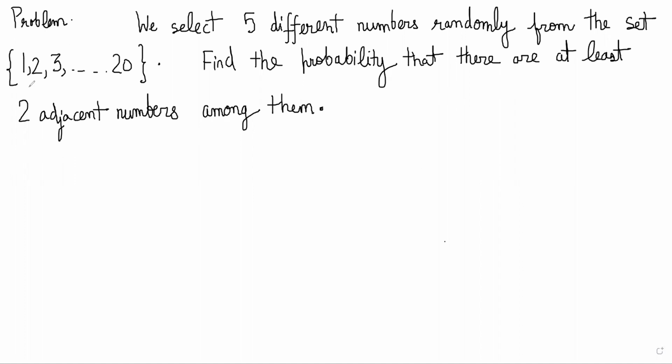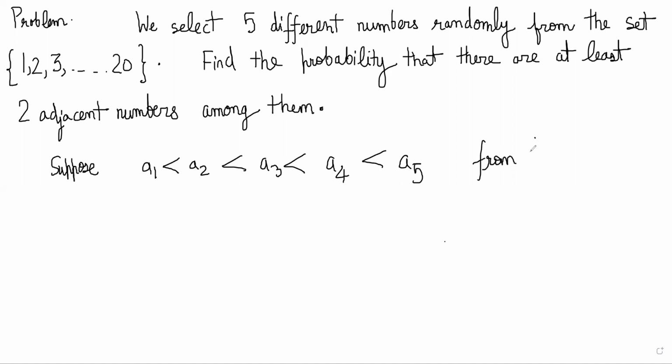So basically, we can pick any 5 numbers from 1 to 20 randomly and check the probability of the event that 2 of the numbers that are selected, or at least 2, are adjacent. So they are consecutive numbers, right? So let's say, suppose we select A1, A2, A3, A4, and A5 from 1 to 20. Now, why am I saying I'm selecting unequal numbers here or different numbers from the set?